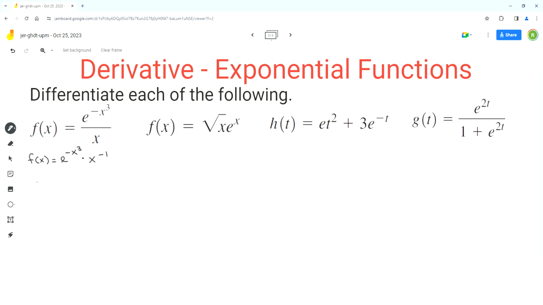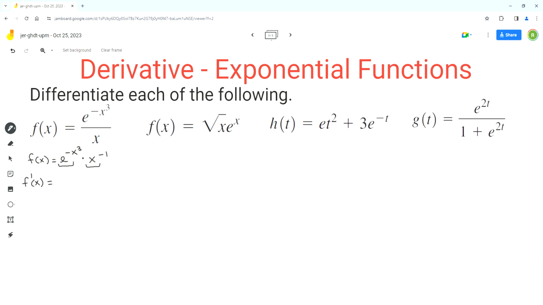Now we can find the derivative of this function using the product rule, because this function is made up of two functions. So the first one is this exponential function and multiplied to this x term with the exponent negative 1. So f prime of x.